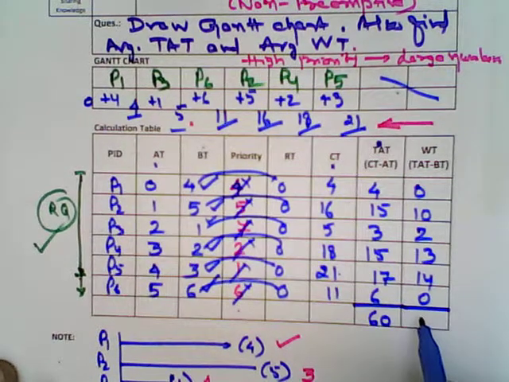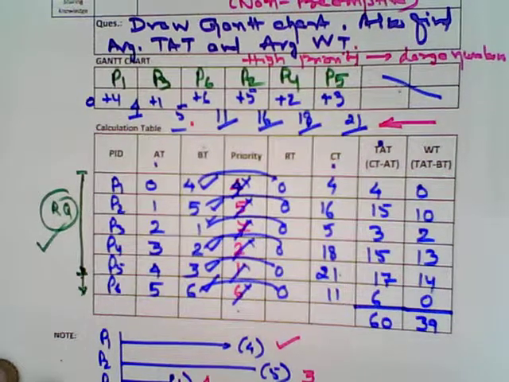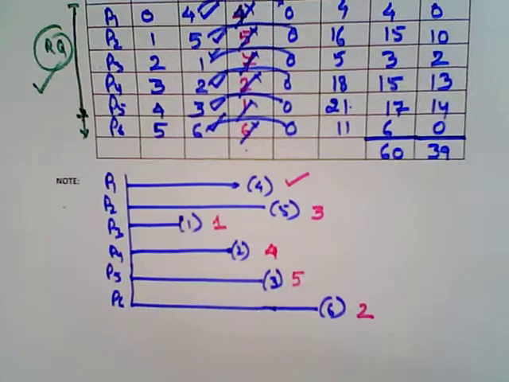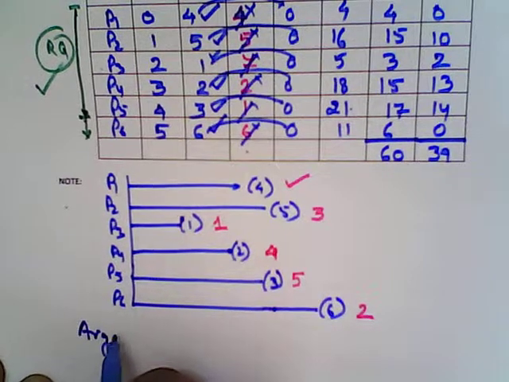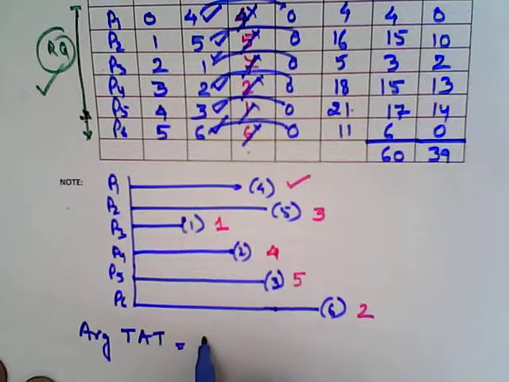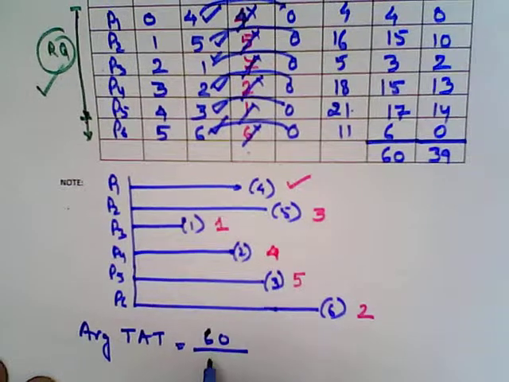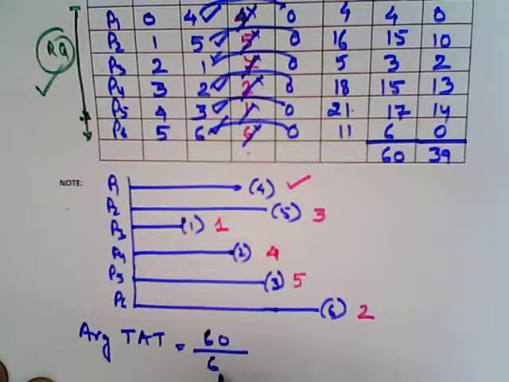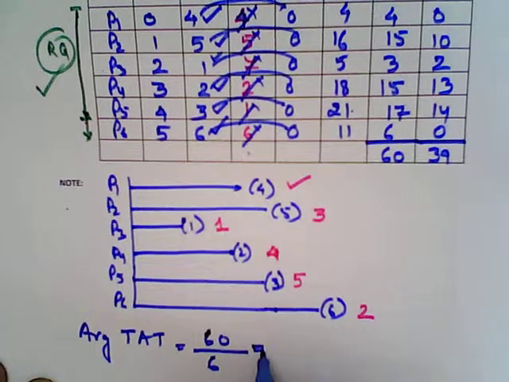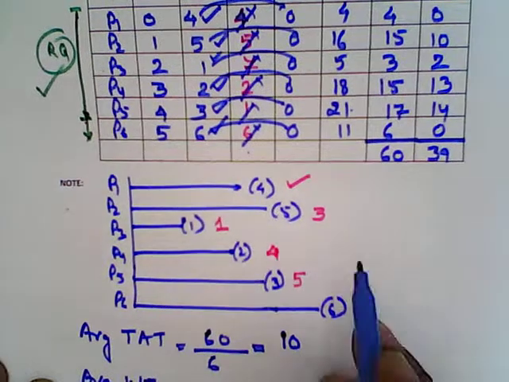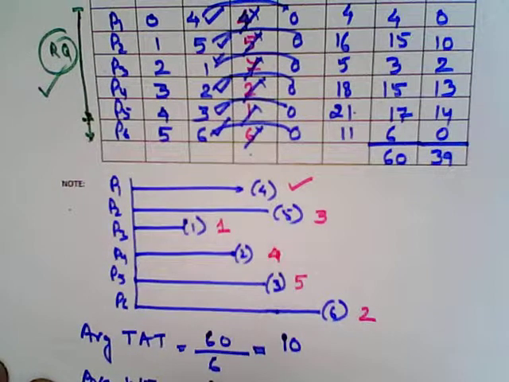So now we will see exactly what the average turnaround time is. Average turnaround time is nothing but 60 divided by 6. 60 is the total turnaround time, and 6 is the number of processes. So that comes as 10. Average waiting time is the total waiting time, 39, divided by the number of processes, 6. So that comes as 6.5.